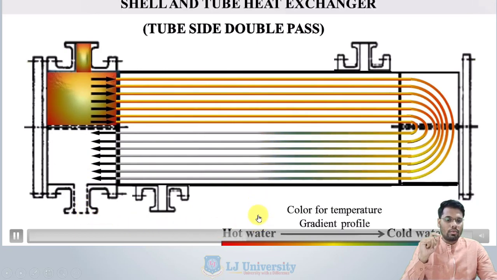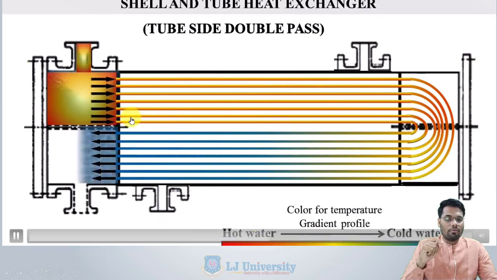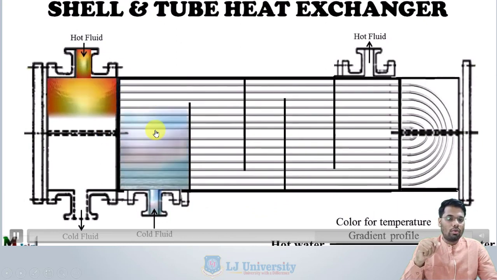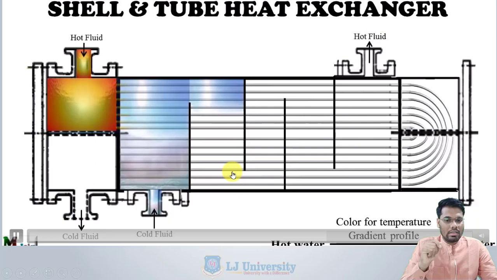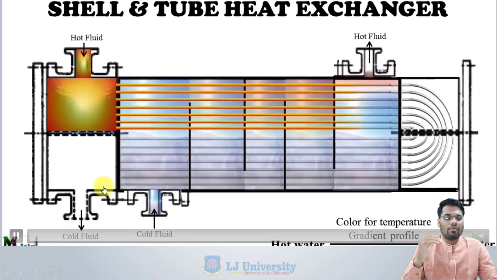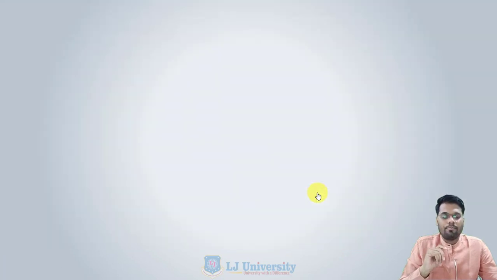Now during this, there is going to be heat transfer between the cold fluid and hot fluid, because hot fluid is flowing inside the tube and cold fluid is flowing over the tube surfaces. So simultaneously there is a flow of hot fluid and cold fluid in the shell and tube heat exchanger, which results in heat transfer between them. So the outlet temperature of the cold fluid is going to be higher than its inlet temperature, and the outlet temperature of the hot fluid is going to be lower than the inlet temperature of the hot fluid. So this is how heat transfer takes place in a shell and tube heat exchanger.